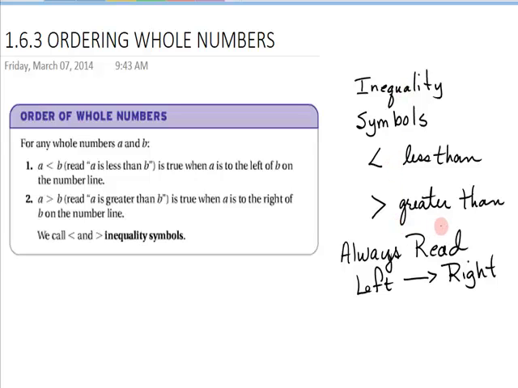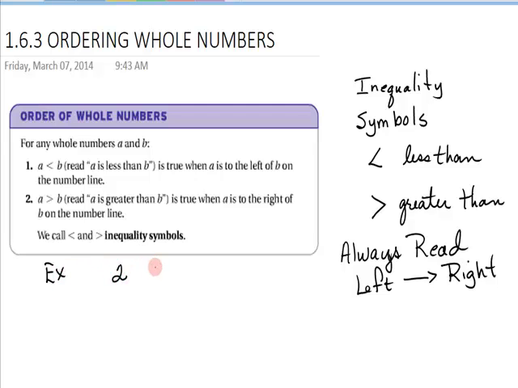The two inequality symbols we're going to look at in this lesson are the less than symbol, which points to the left, and the greater than symbol, which points to the right. You always read these symbols left to right. Now, let me give you an example of when you would use which one.